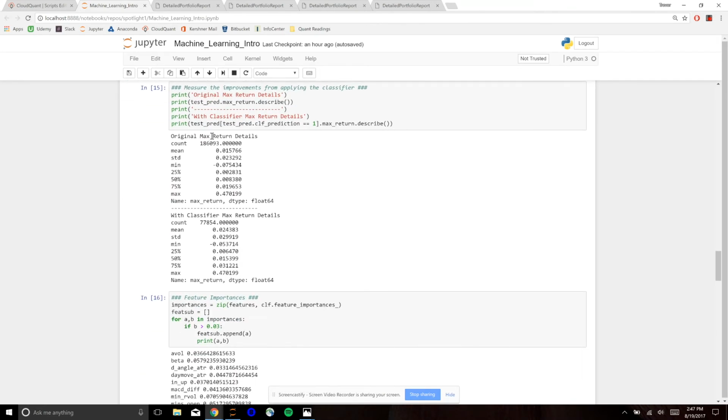Down here we can look at what our maximum return was for the original data set. We have a mean of 1.5 and a median of about 0.8, which we looked at back up there. This is with our classifier. We've improved this mean to about 2.4%, and our median has improved from about 0.8% to a little over 1.5%. So the classifier is clearly doing a pretty great job at filtering out some of the bad trades for us.